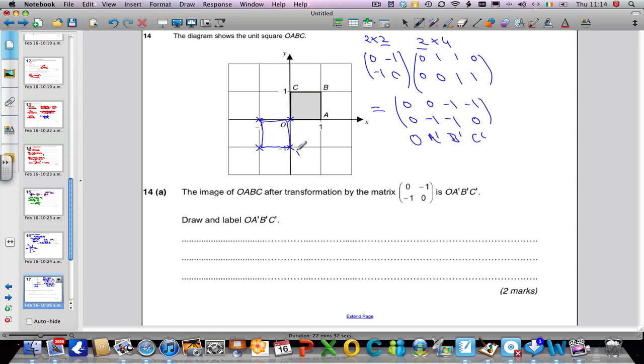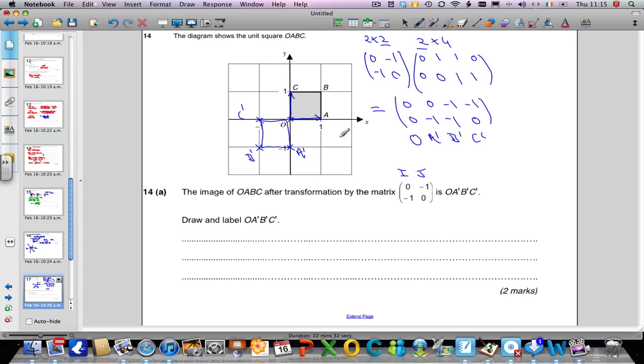Right, so O, A dash, B dash, C dash. Okay, so that's the long way of doing that question. There's actually a slightly shorter way. If you look at this, this is your i component, and this is your j component. In the question, that was your i component there, and that was your j component there.